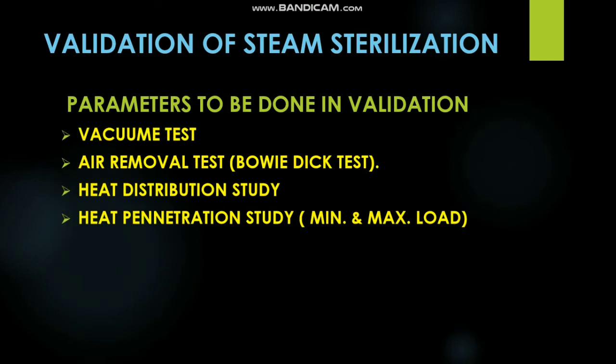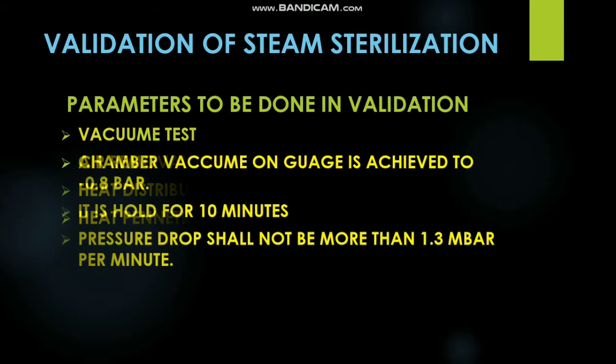Now the parameters to be done in validation are the vacuum test, air removal test, heat distribution study, and heat penetration study. First is the vacuum test. In the vacuum test, we need to achieve a vacuum of minus 0.8 bar in the chamber. It is held for 10 minutes, and after 10 minutes we need to observe the pressure drop. The pressure drop shall not be more than 1.3 millibar per minute, so in 10 minutes it should not be more than 13 millibar.